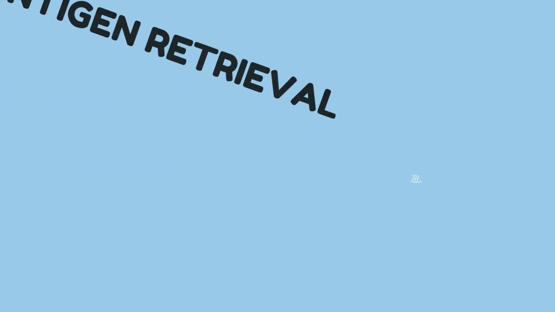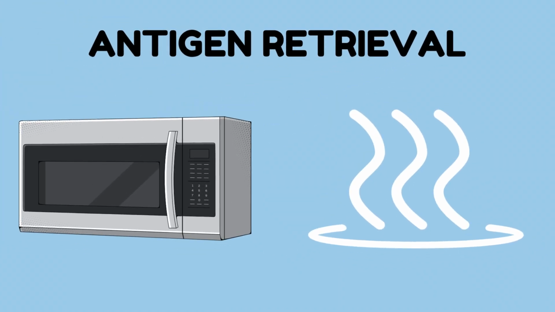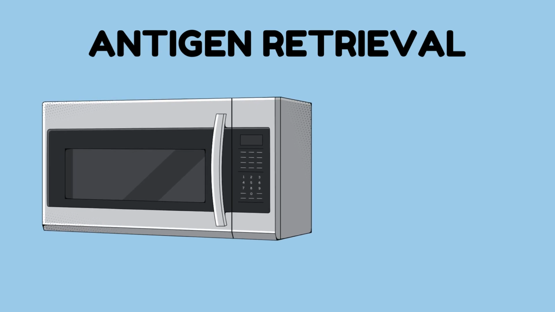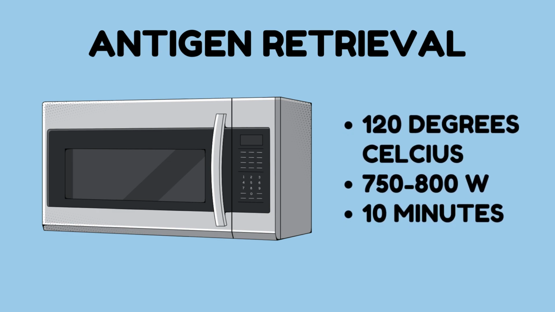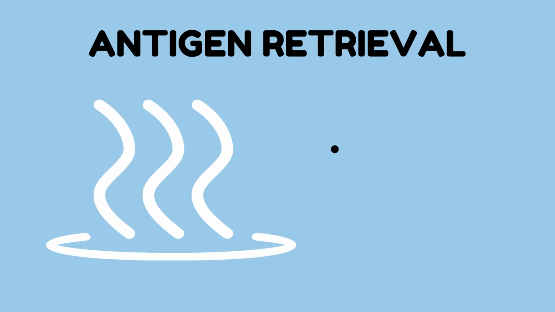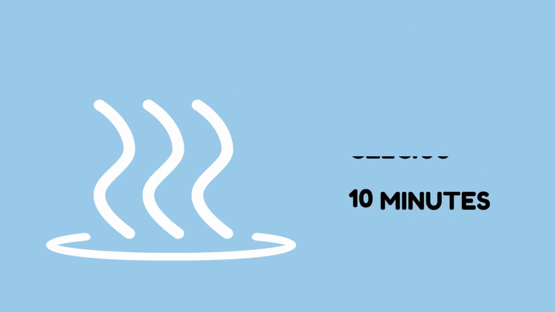To retrieve antigens, heat-induced epitope retrieval is the most common method used. Different equipment can be used, such as heating plates or microwave ovens. When using microwaves, excessive heat can destroy the antigenicity. Determining the appropriate retrieval for antigen and antibody is important as it varies across each one. Generally speaking, the microwave oven's temperature is 120 degrees Celsius at 750 to 800 watts for 10 minutes. For a heated plate, it would be 100 degrees Celsius for 10 minutes.